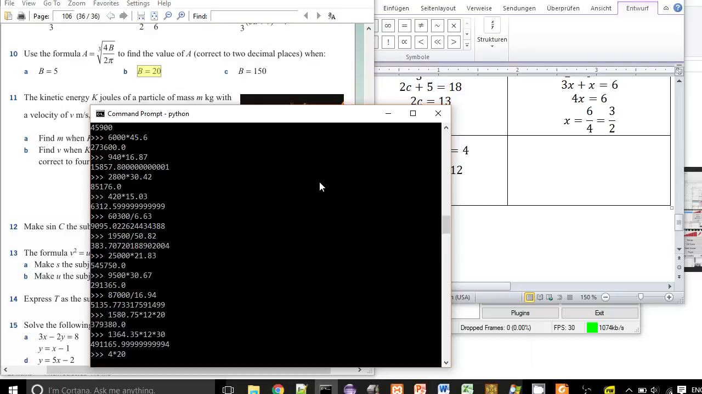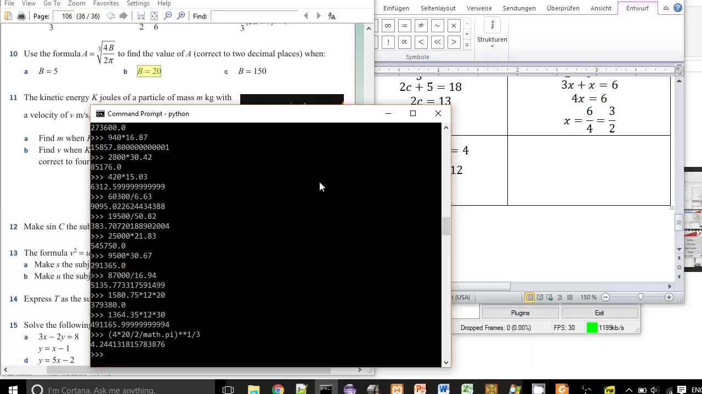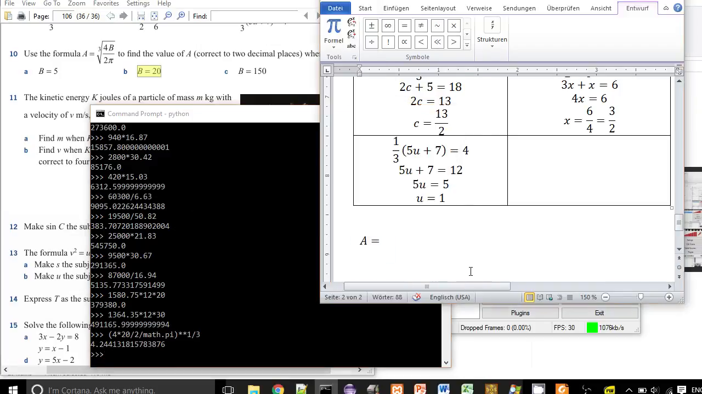So I'm going to do 4 times 20 over 2 over pi, in order, whatever that is, to the power of a third. That means the cube root. Okay, so I got 4 point, so for 2 decimal places, 4.24. Okay, that's when b equals 20.